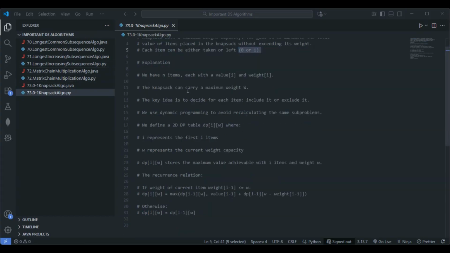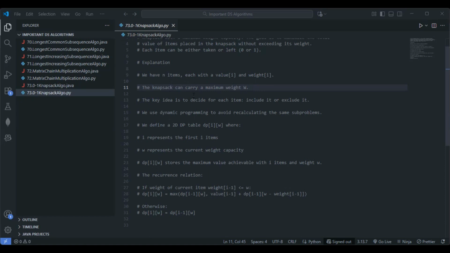So let's move on with the explanation part here. First thing, just listen to this carefully. We don't have to know everything in the theory. Whatever we discuss here, the same thing we'll be implementing in the form of code, right? So we have n items, each with a value of i and weight of i. This we know from the definition itself.